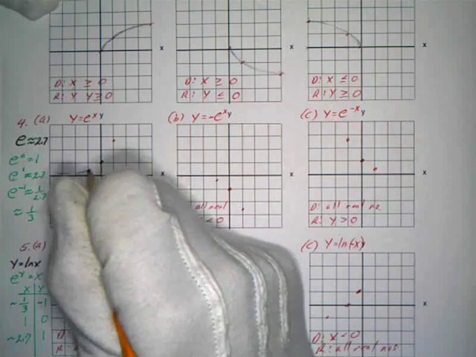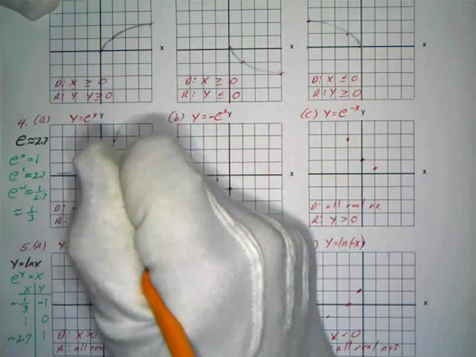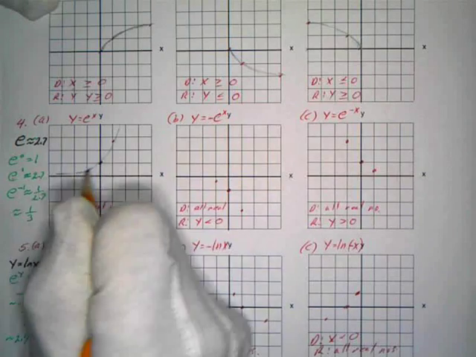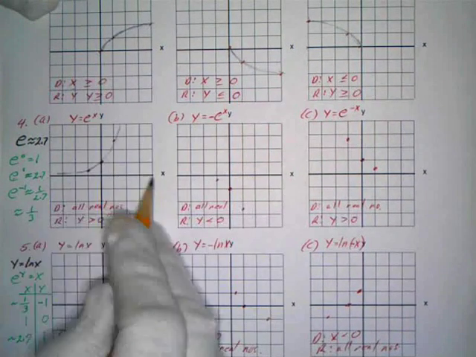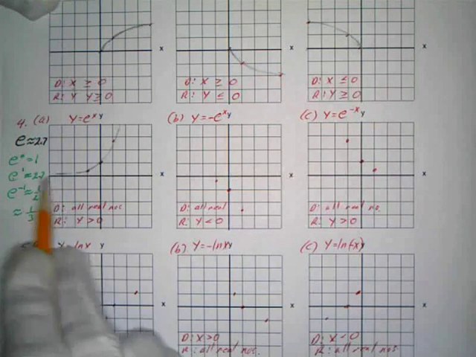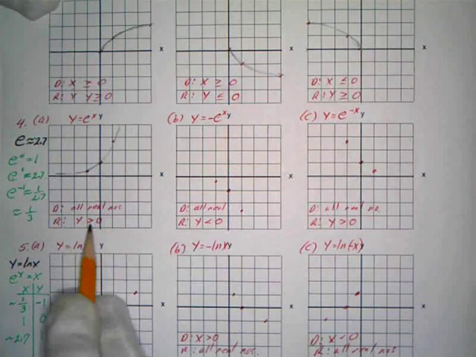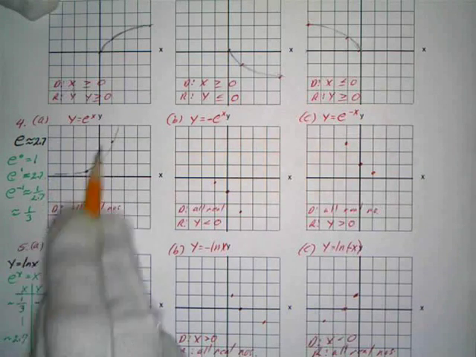You can never get that to be 0 because it's an exponent. I'm always going to have a fraction, and it'll get closer and closer, so it's asymptotic to 0, but it's not going to be equal to 0. Now the domain is all real numbers, but the range is y is greater than 0. Not equal to 0, but greater than 0. You can see that.